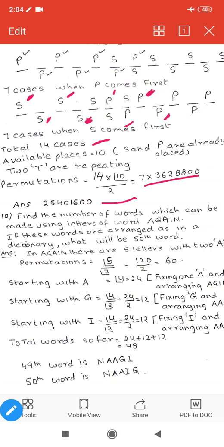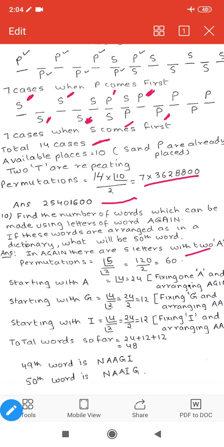The last question is find the number of words which can be made using letters of the word AGAIN. If these words are arranged as in a dictionary, what will be the 50th word? In AGAIN, there are 5 letters with 2 A's. Permutations is factorial 5 divided by the number of repeaters, that is 2. That is 120 upon 2, that is 60 cases.